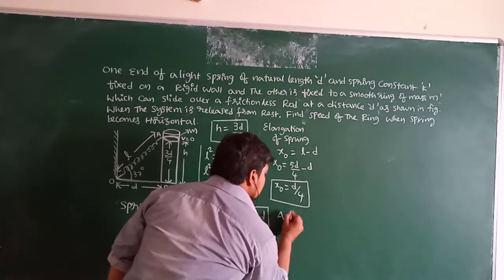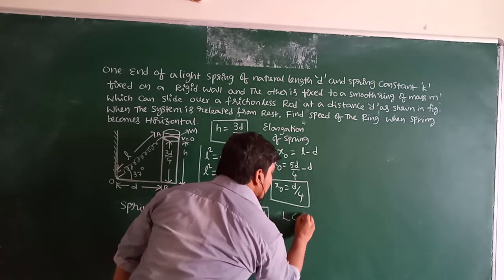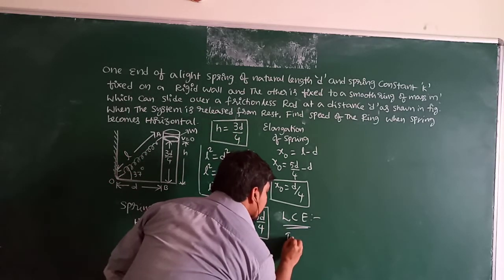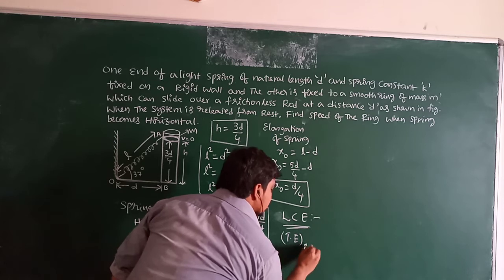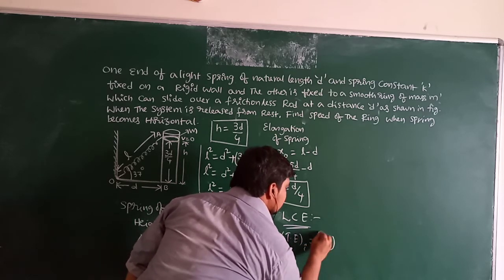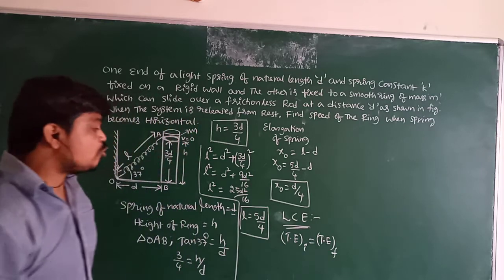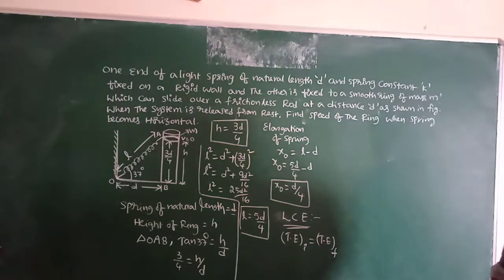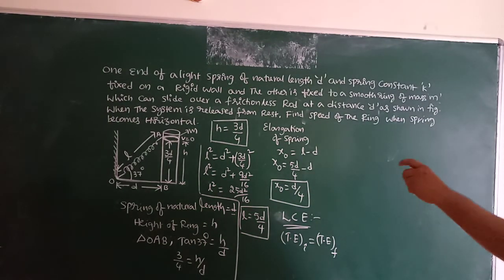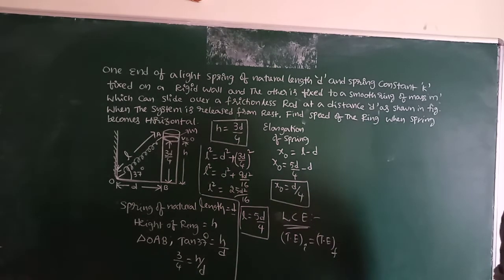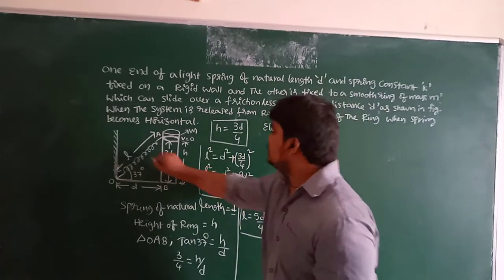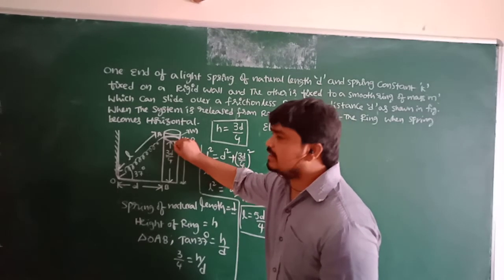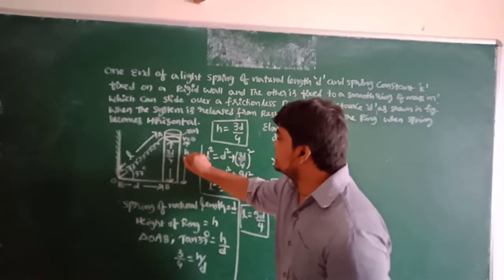Now we can apply the law of conservation of energy. Total energy initially is equal to total energy in the final state. Initially, what is the total energy of the system? The energy of the system is a sum of the energy possessed by the spring due to elongation and the energy possessed by the ring, which is located at a certain height h.